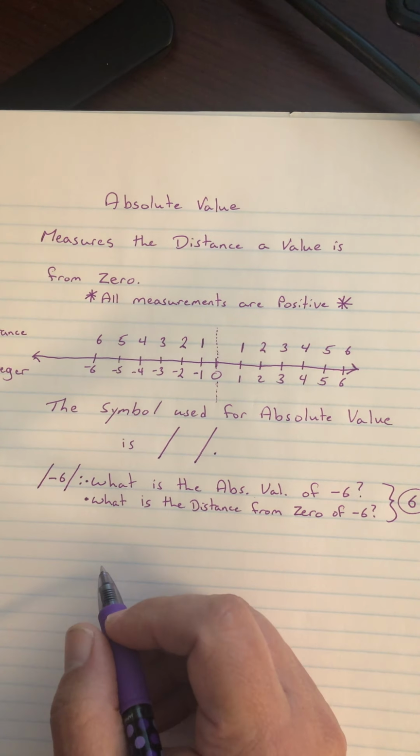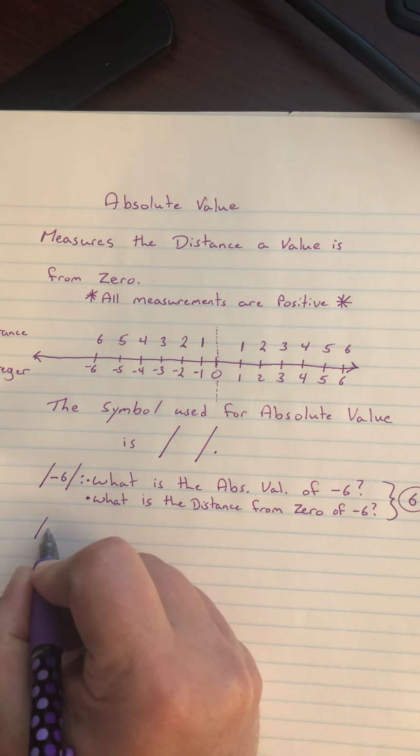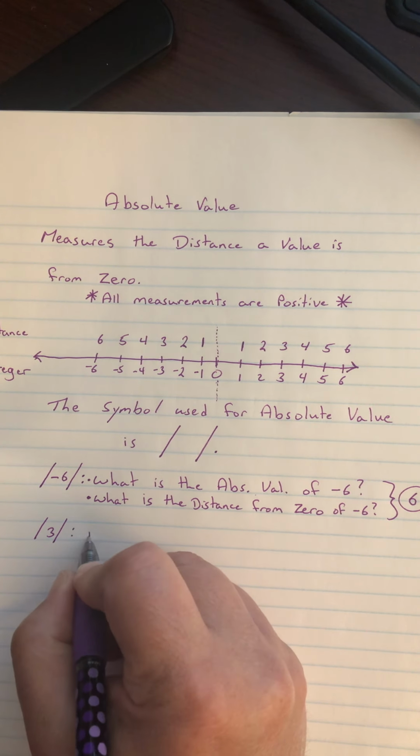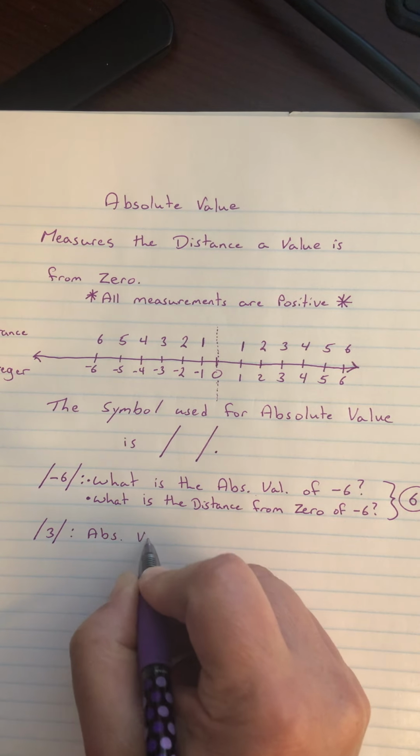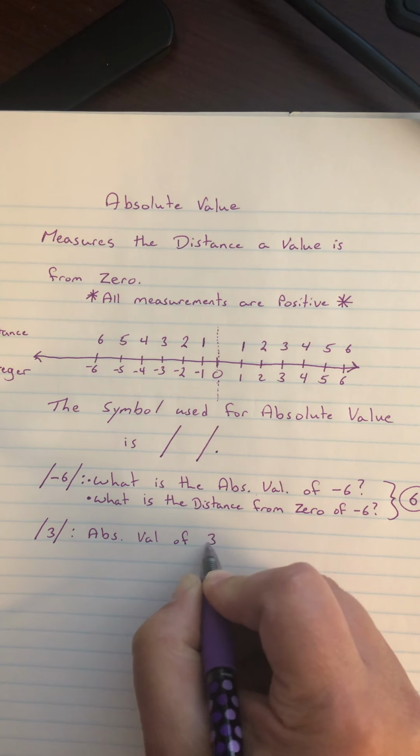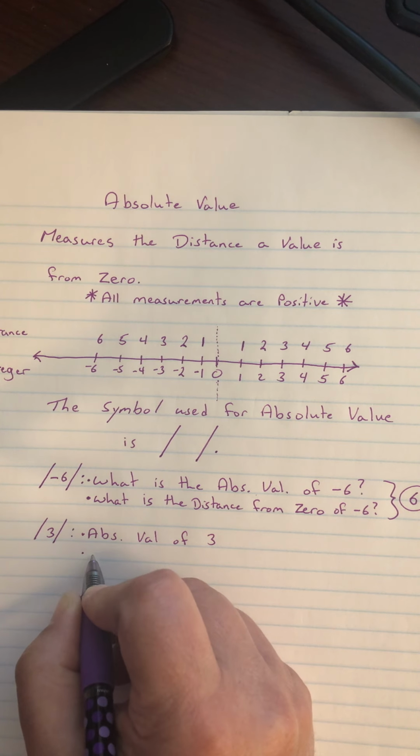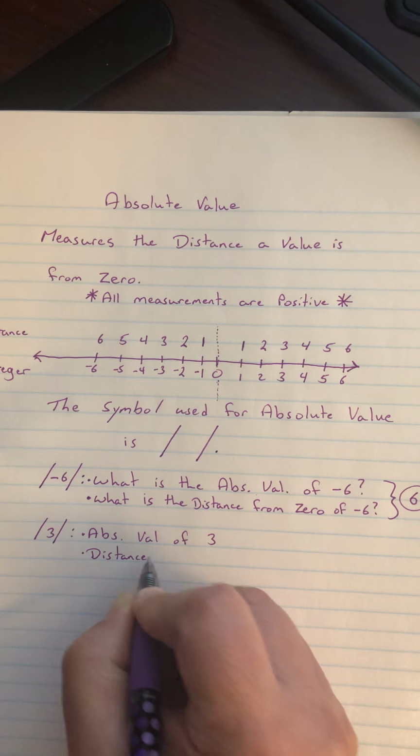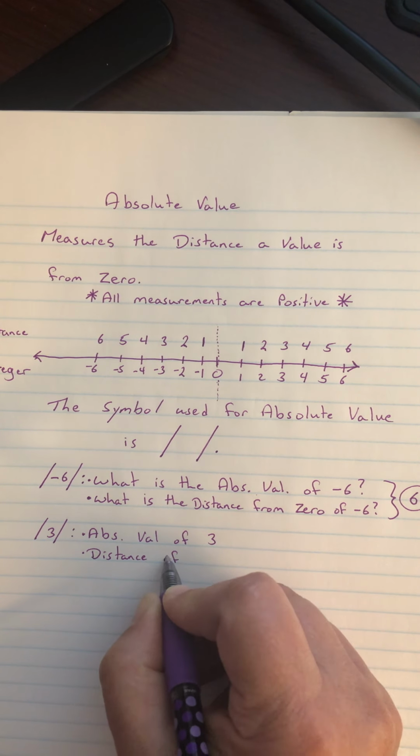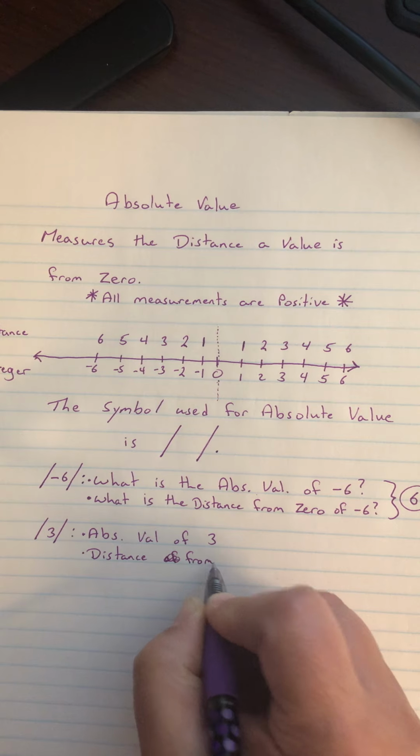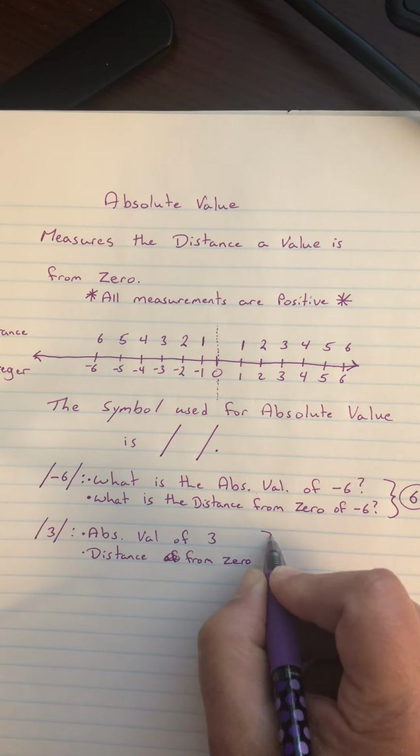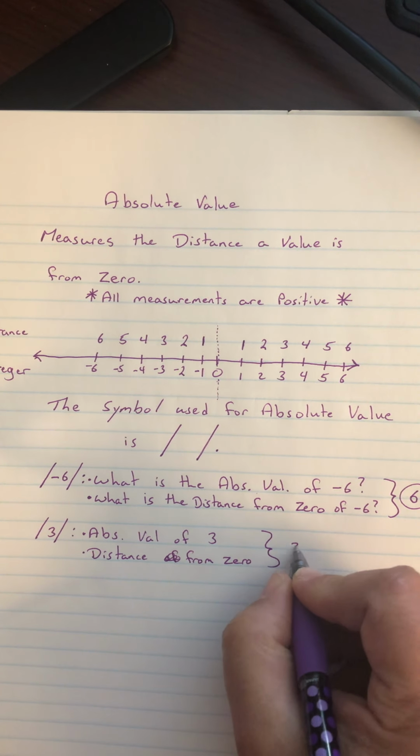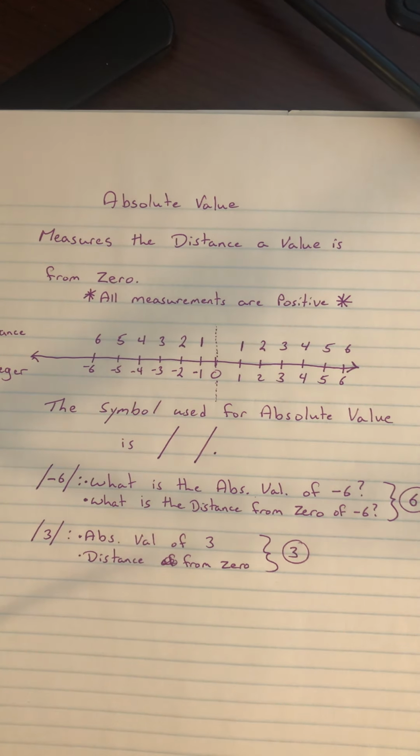All right. So if it's a positive number, again, it's asking you for the absolute value of 3, and it's asking you for the distance, oops, excuse me, not of, from 0. And both of these, it doesn't matter which way you phrase the question, 3 is 3 steps away from 0. Okay.